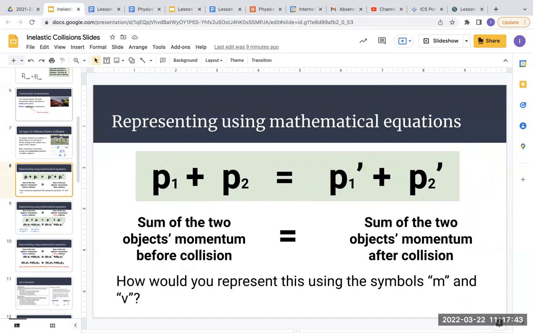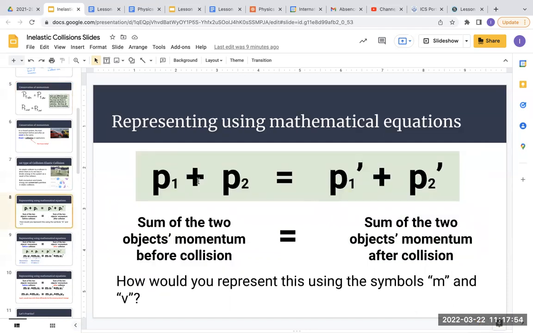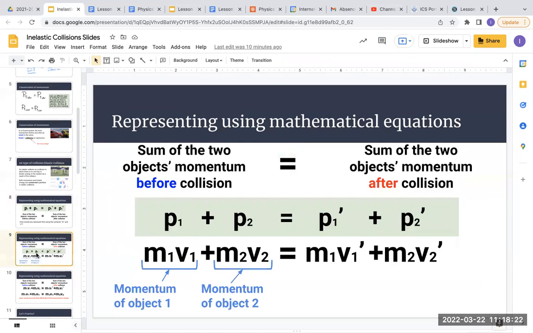So we could represent this using this mathematical equation, and that's an elaboration from this. So total momentum, or you can say momentum of car number one and momentum of car number two, would be equal to car number one and car number two after collision. Now, if you were to use m times v, which equals momentum, you can actually expand the equation a little bit further. So I'll let you pause the video and think about how you would do that, and then you can continue on.